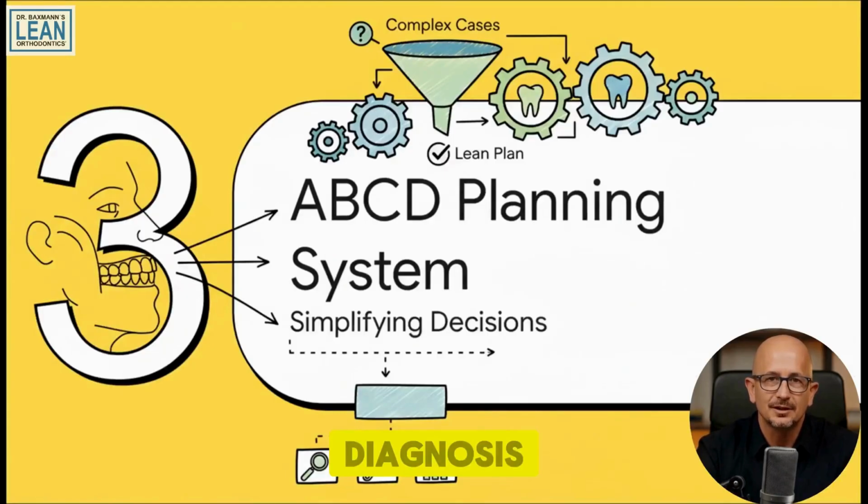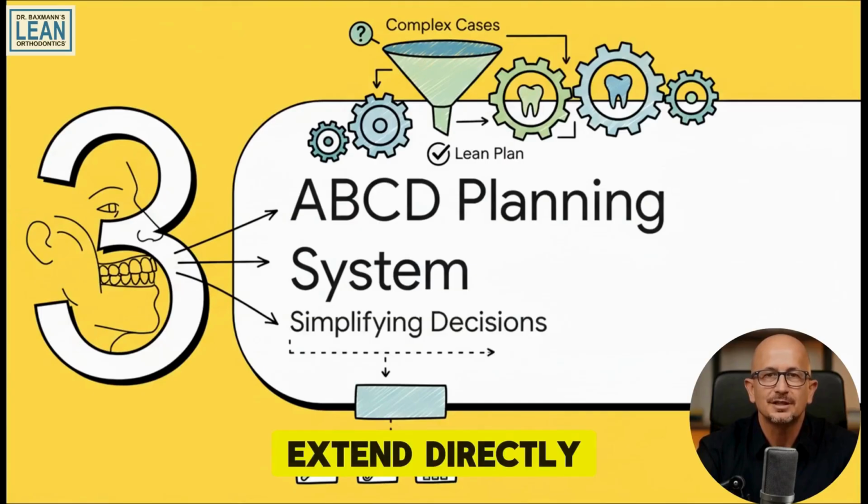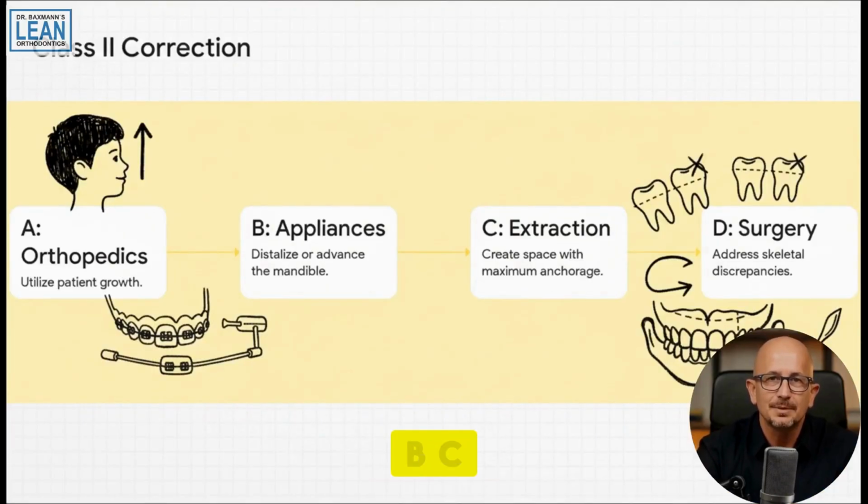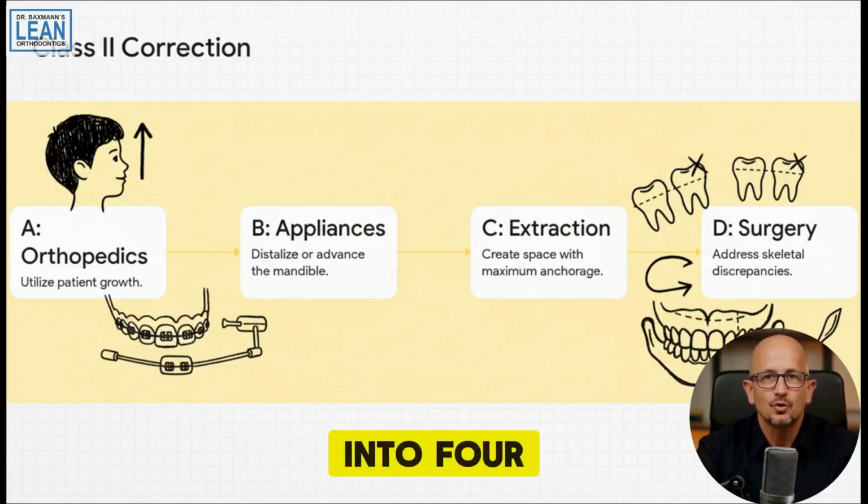So once we have a lean diagnosis, it only makes sense that we need a lean plan, right? This philosophy has to extend directly into how we make strategic decisions, especially for those common cases that can often feel really complex. Let's take a look at how this works for Class 2 malocclusions using something I call the ABCD system. Instead of getting paralyzed by dozens of different options, we just categorize them into 4 clear pathways.